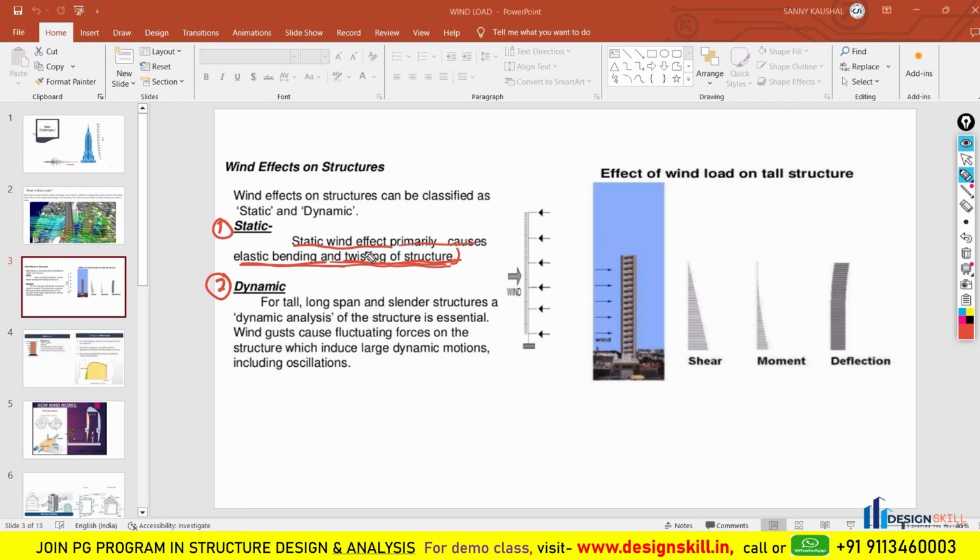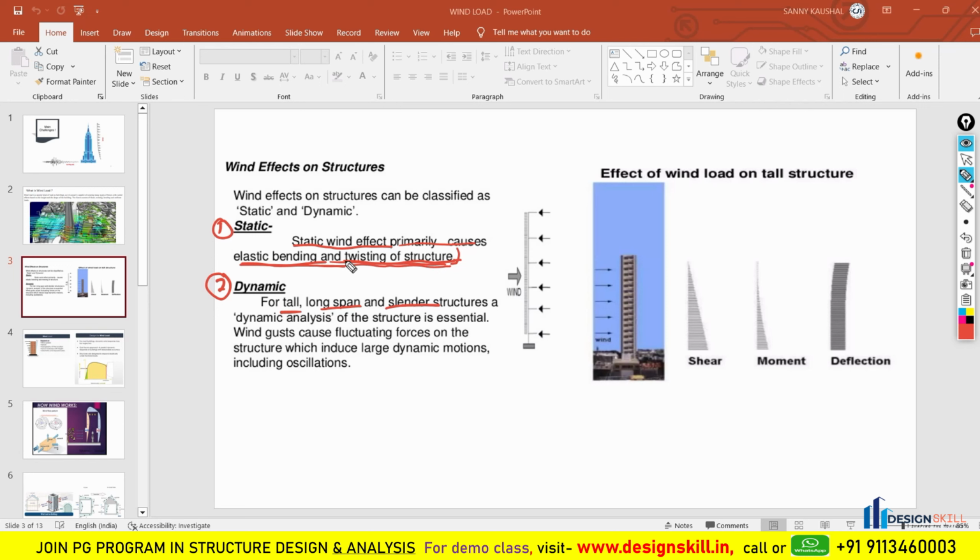Now the question arises: which type of structures will face the static wind effect? The structures which are low rise or medium rise buildings will have the static effect. But when we have a tall building, long span and slender structures, at that time the dynamic effect of the wind will come into play. Now I think you're very clear about the static and the dynamic, right? So once again I'm going to explain.